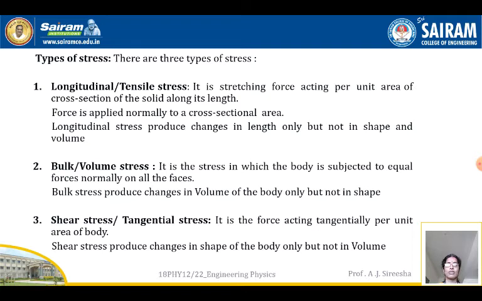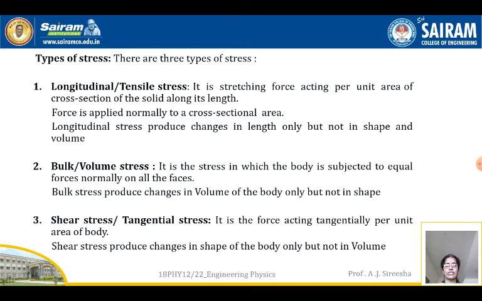It is a stress in which a body is subjected to equal forces normally on all the faces. Bulk stress produces a change in the volume of a body but not in the shape. Bulk stress means the body is subjected to equal forces normal on all the faces, like a balloon. Bulk stress produces changes in volume of a body but not in its shape.